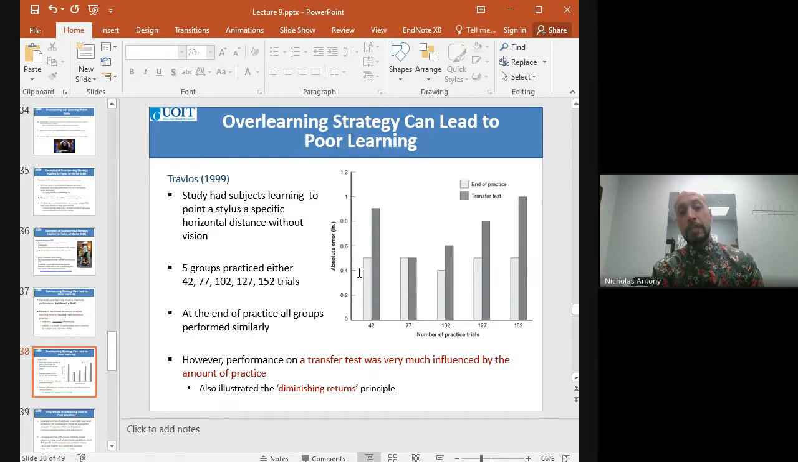So at 50%, you saw that the performance on a transfer test was the best. And then as they did more and more practice, it led to them actually having poorer performance on the transfer test. So it's just illustrating this idea of diminishing returns past 50%. Does that make sense, everyone?